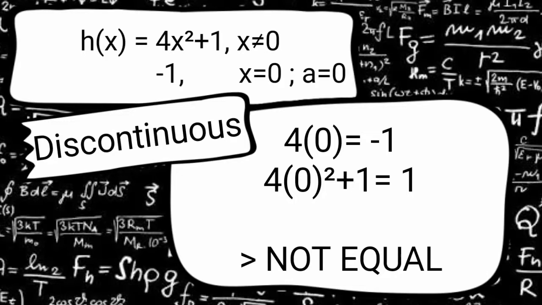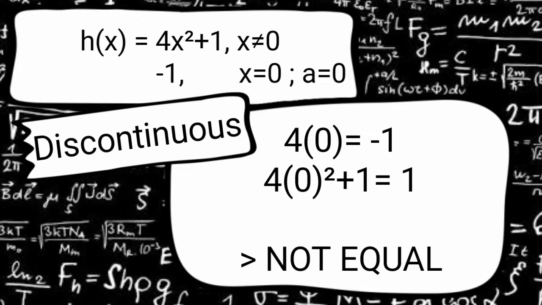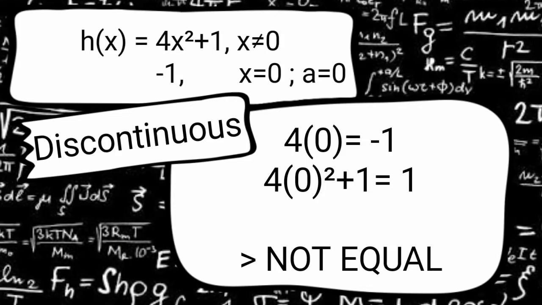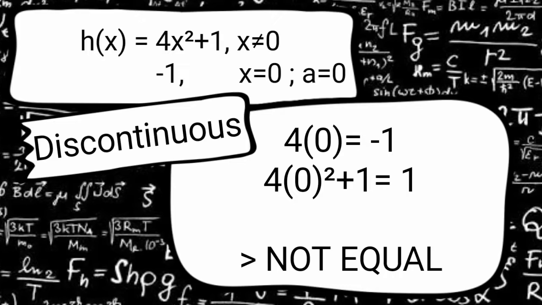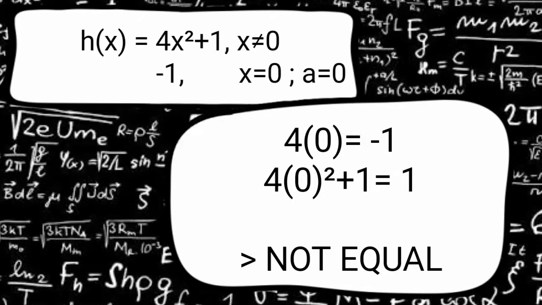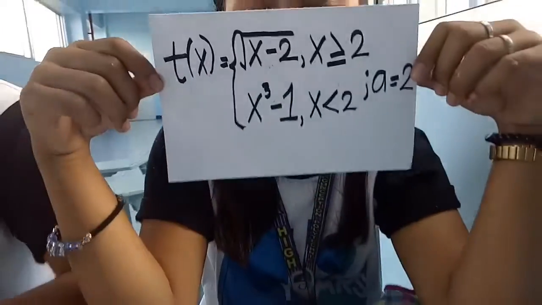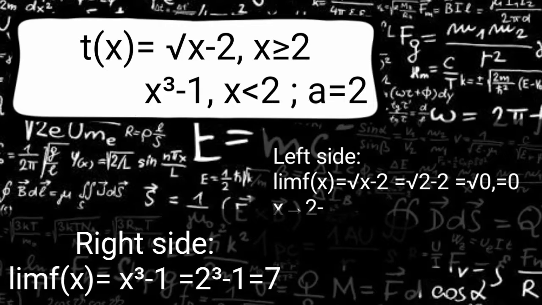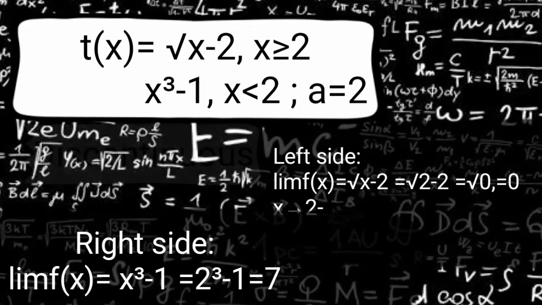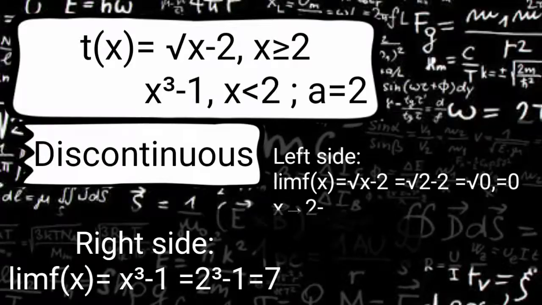In this example, if we substitute 0 from both sides, the limits are not equal, so it is discontinuous. In this last example, if we substitute 2 from the left and right side, the limits are not equal, so it is discontinuous.